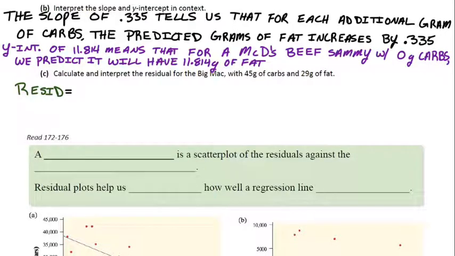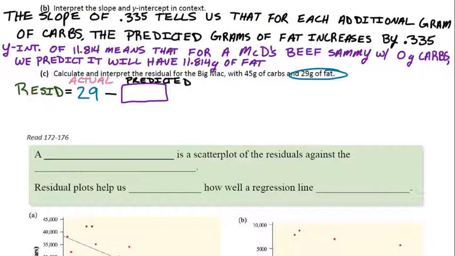But right now it's important for you to know which variable we're looking at. So remember we're looking at the y values for this. So the y values for us was the fat. So the actual fat was 29 grams. The predicted fat, I'm not sure. Whatever we predict the fat would be for a Big Mac. But 45 grams was for the carbs. That's not what we're talking about for the outputs. That's not a y value, it's an x value. So the actual fat was 29 grams. We know that. We just don't know what the predicted fat was.